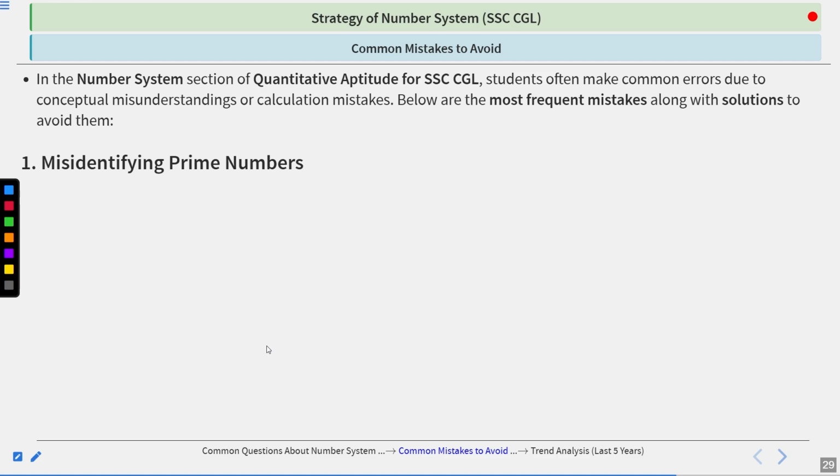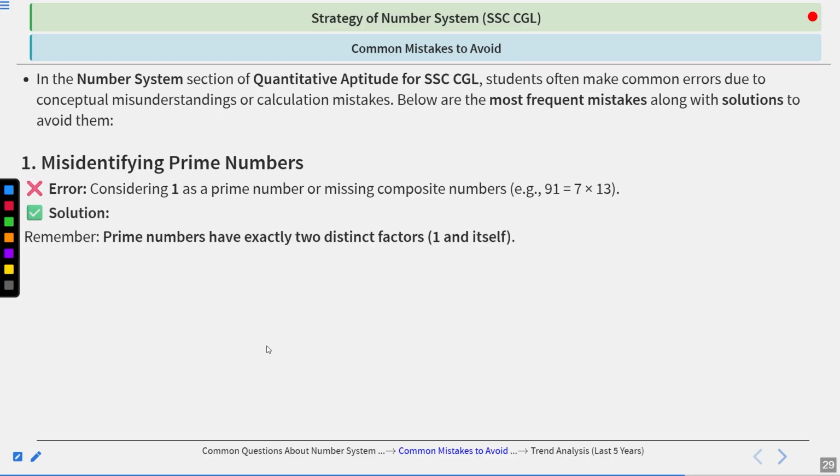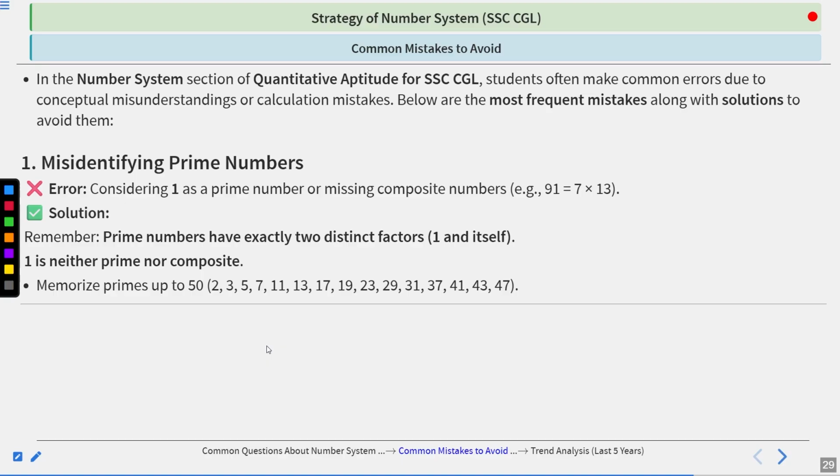So first one is misidentifying prime numbers. For example, the error is considering 1 as a prime number or missing composite numbers. For example, 91 we take as a prime number, but we know that 91 is a composite number, 7 into 13. So the solution is to remember that prime numbers have exactly two distinct factors, 1 and itself. So 1 is neither prime nor composite. We also need to memorize prime numbers up to at least 50, so we will make fewer mistakes solving questions.